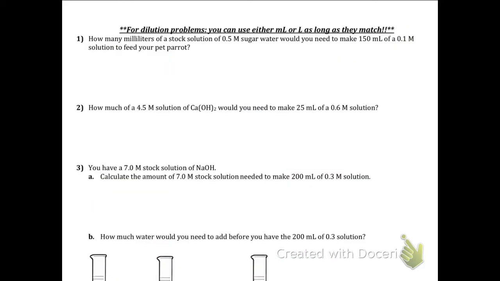Okay, so let's rewrite the equation up at the top. It's M1 times V1 equals M2 times V2. Okay, remember that our volumes can be milliliters or liters as long as they match. Okay, so now let's read problem number 1. It says how many milliliters, okay, it wants milliliters of a stock solution of half a molar sugar water would you need to make 150 of a 0.1 molar solution to feed your pet parrot.